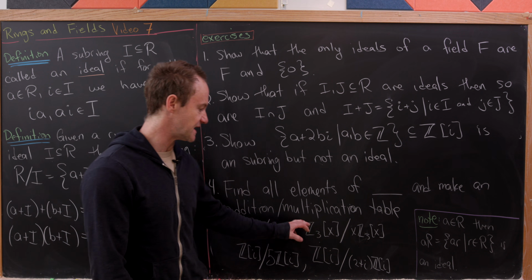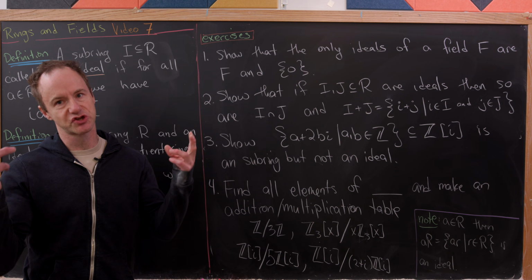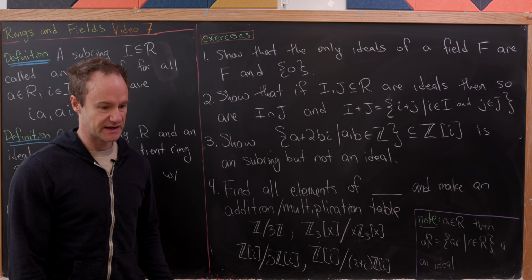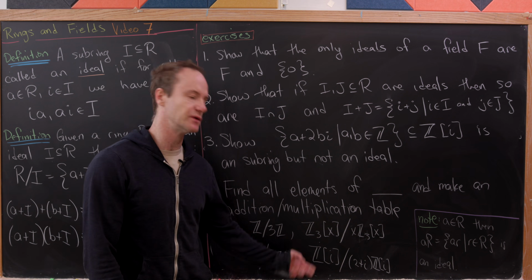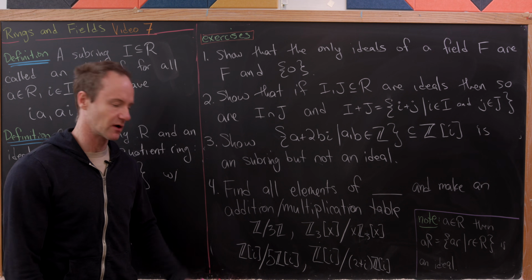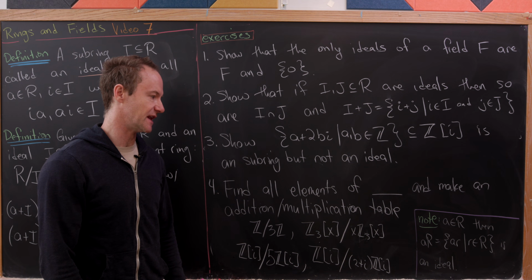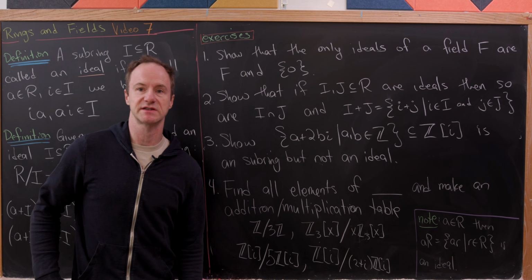So all of these will be fairly small finite quotient rings. Well, it's not totally obvious that these two at the bottom are finite because the parent rings aren't finite, but when you perform the quotient, you do get something finite in all of these cases. And that's a good place to stop.